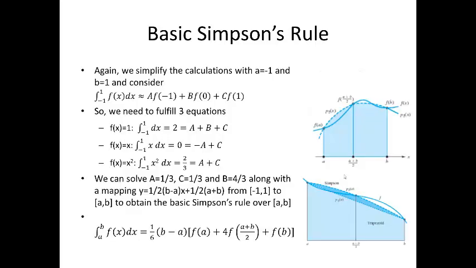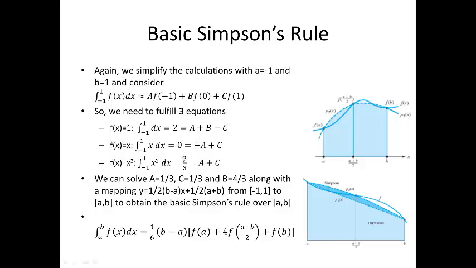Again, we simplify our calculations going from a equal to minus 1 to b equal to 1, and we'll need to fulfill three equations. The integral from minus 1 to 1 of dx is equal to 2, and that's equal to A plus B plus C. The integral from minus 1 to 1 of x dx is equal to 0, and that's equal to minus A plus C. And the integral of f(x) equals x squared from minus 1 to 1 is equal to 2/3, which is equal to A plus C.